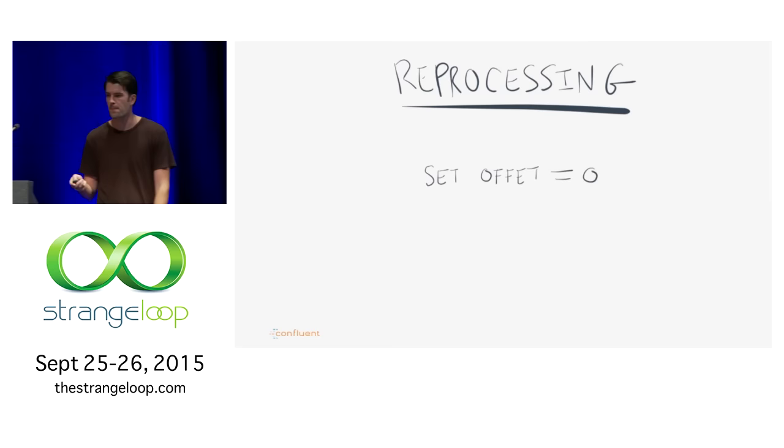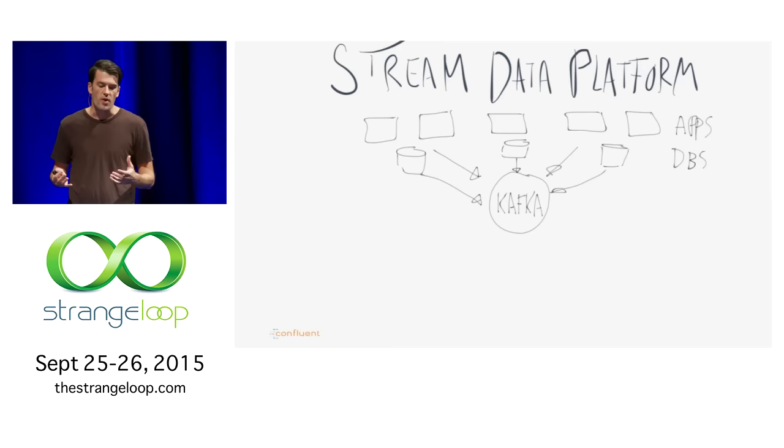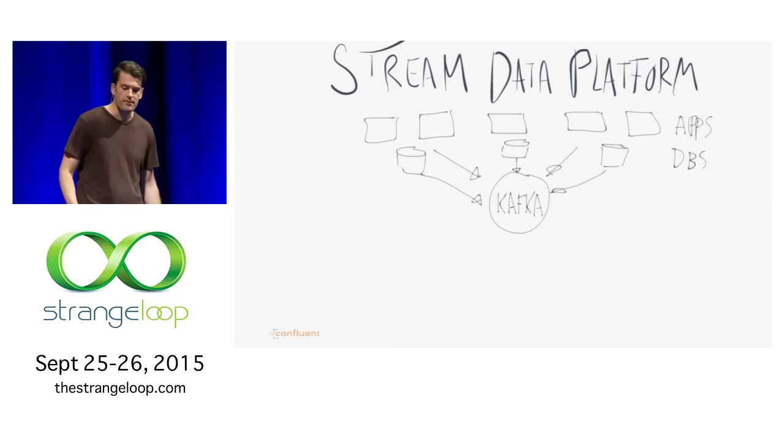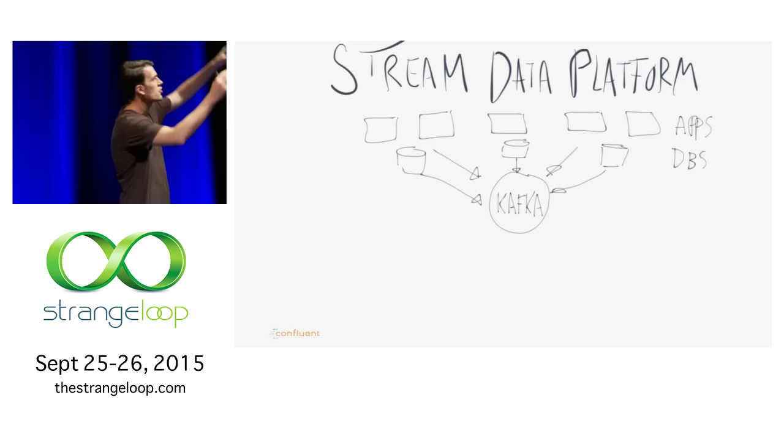OK. So how does this actually play out in the large? We started to put this stuff into practice, and we called the idea a stream data platform. So up at the top here, I have those request response systems. These are applications or REST services, databases. And you can capture changes out of these into Kafka and have the set of streams of what's happening in the company.